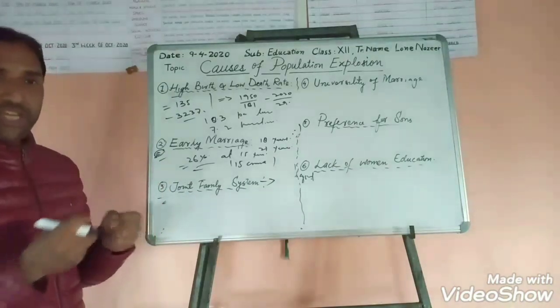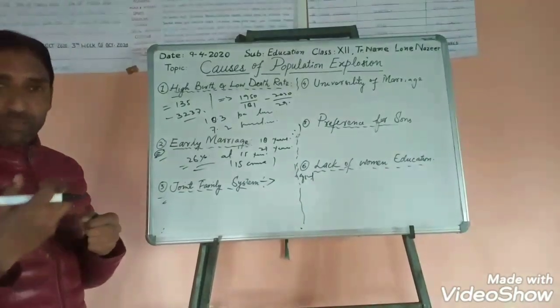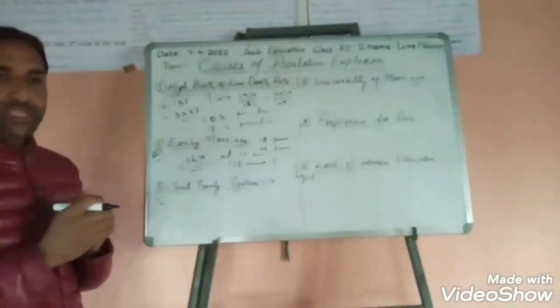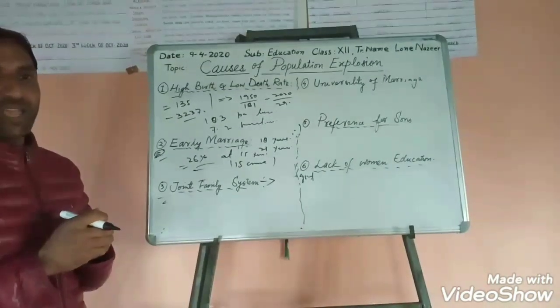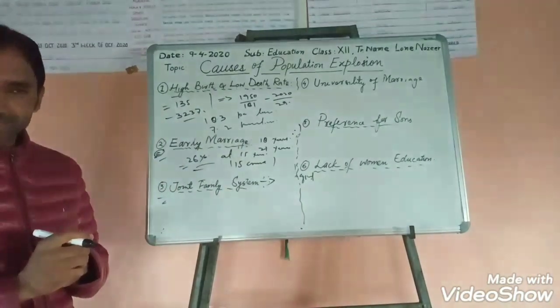ये बहुत बड़ा मुश्किल काम है. बच्चे को पालना, उसकी नरिशमेंट करना, उसकी तालीम और तरबियत करना, ये बहुत बड़ा मुश्किल काम है. और उनके कंधों से जब ये जिम्मेदारी हट जाती है, तो this becomes the cause of population explosion.